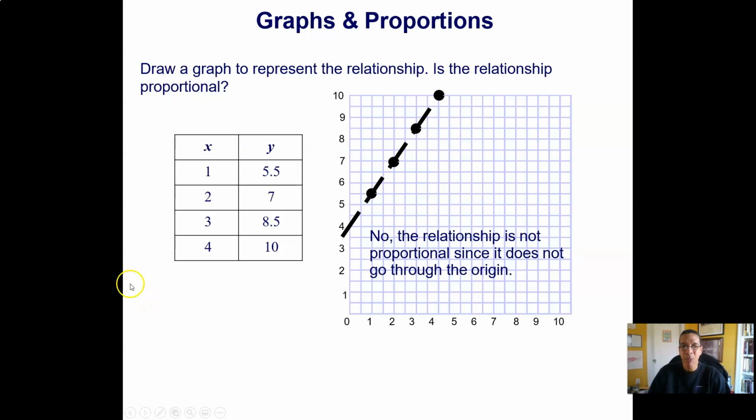Okay, so this is not proportional because the line does not go through 0, 0. Okay, it's up here by the 4, but it is straight, so that's good. But it is not proportional. All right, so I hope that helps. You are going to practice recognizing what is proportional and what is not proportional.